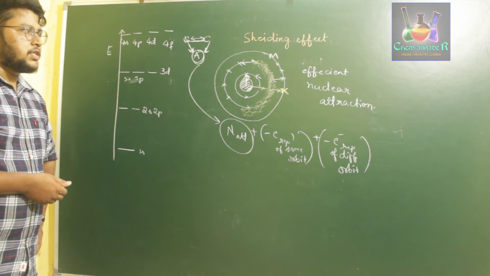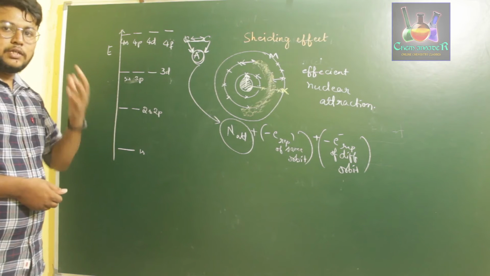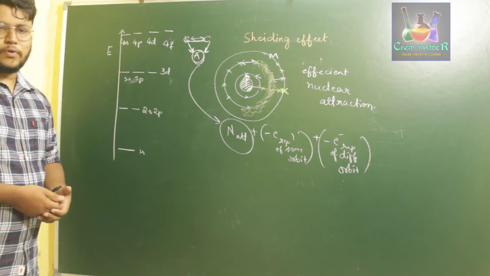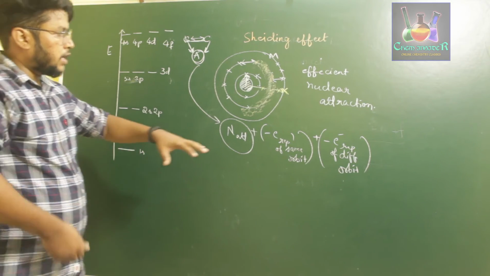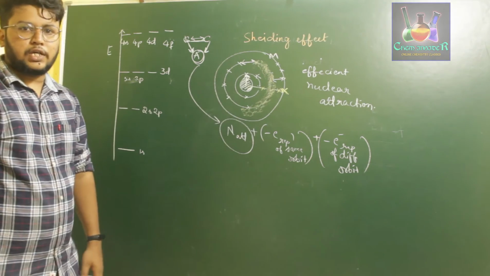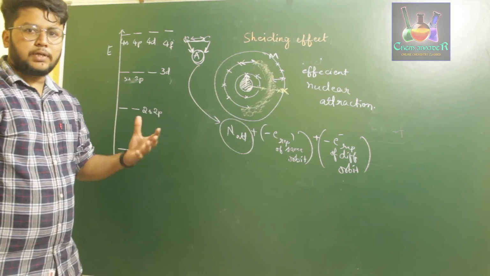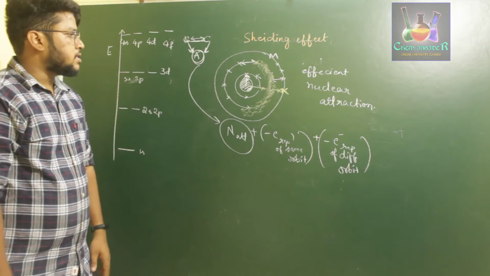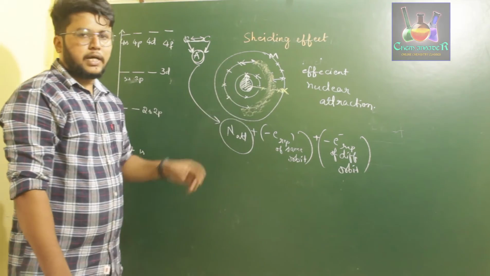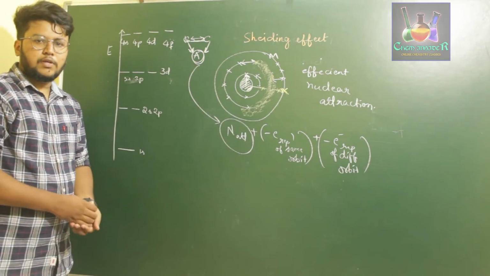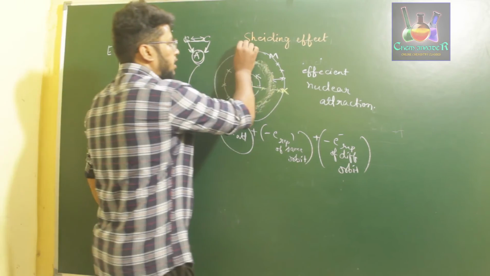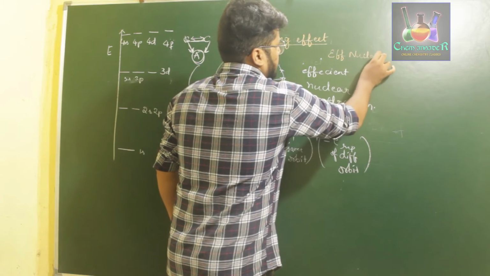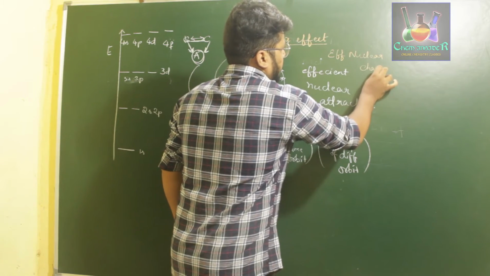So what is this effective nuclear charge? It is nothing but the overall attraction of the nucleus towards each and every electron. If the nucleus is attracting all the electrons with an equal amount of energy, then the effective nuclear charge will be greater. If we observe shielding effects such as this, the effective nuclear charge of this complete atom will decrease. So clearly, with increasing shielding effect, we will observe the effective nuclear charge decreasing.